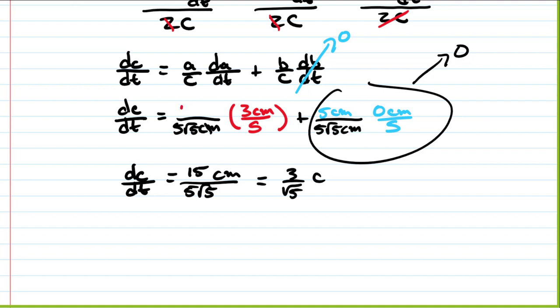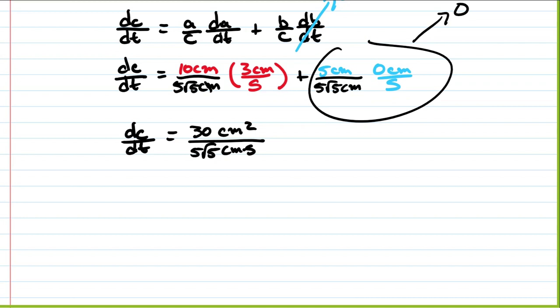So this guy should have been 10 centimeters. So let's just re-reduce this. Let's just multiply it out. So 10 centimeters times 3 centimeters is 30 centimeters squared over, and in the denominator I'll just write it out, 5 square roots of 5 centimeters times S. So then things do reduce. 5 goes into 30 6 times. One of our centimeters reduces out. We get 6 centimeters over 5 and seconds.